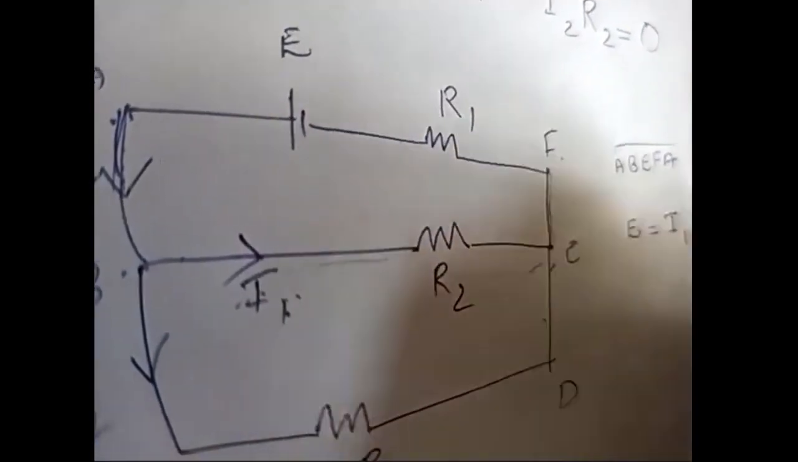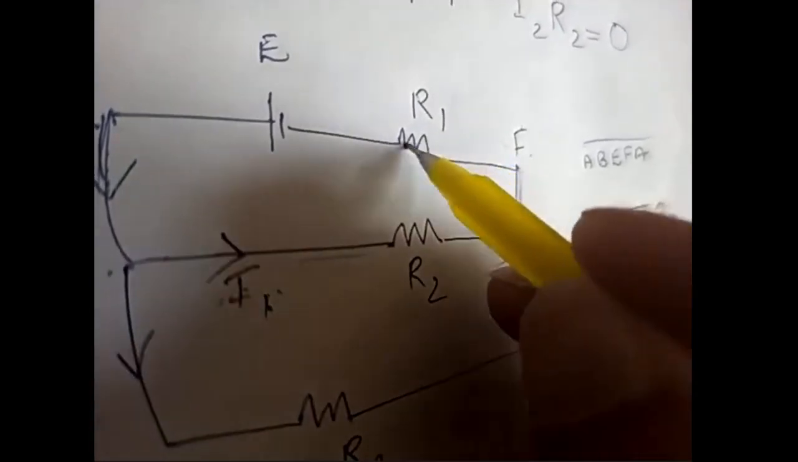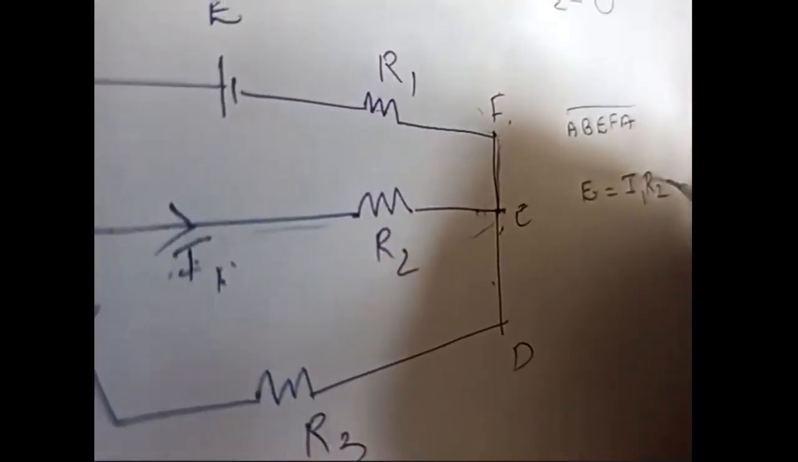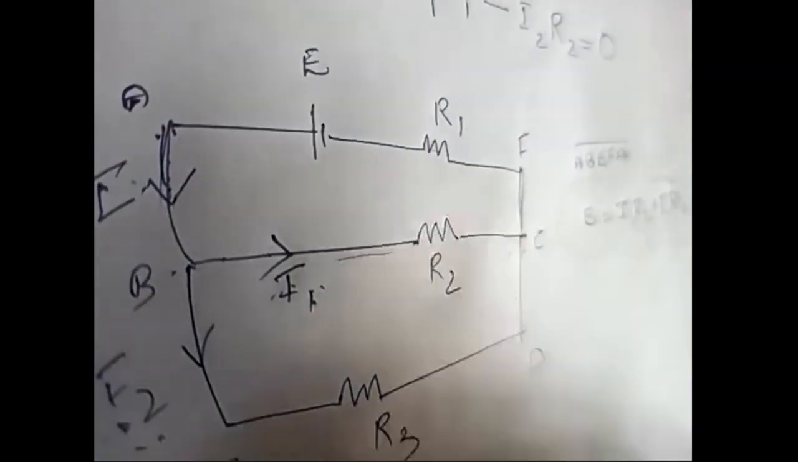If we are applying the loop rule, the EMF E will be equal to: our current is flowing in this direction, and this is our I1, which is in the direction of the loop also. So I1 into R2, and after reaching this point, I3 and I2 will be joining with I1 and forming I. So this current I will be coming in this direction. So plus I into R1.